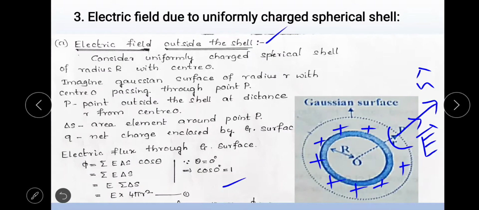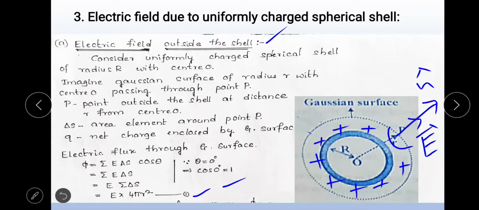Okay, hence the angle between vector E and n cap is equal to 0 degree. So cos 0 degree equals 1. Hence the expression becomes phi equals summation of E delta S, which is equal to E into summation of delta S. Here the summation of delta S is the area of that Gaussian surface. Okay. So here the radius of the Gaussian surface is small r. Hence E into 4 pi r square. Call it equation 1.